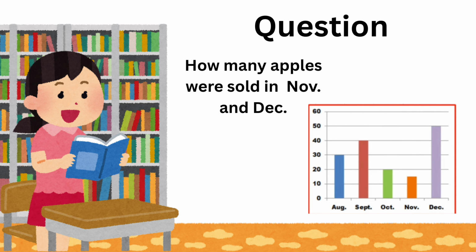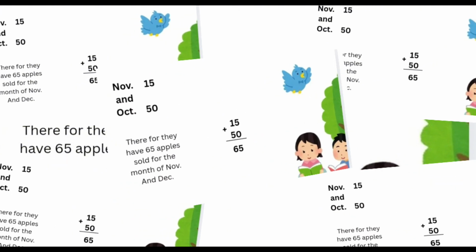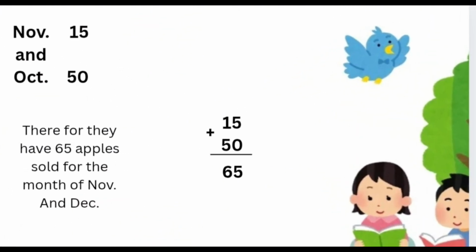Question number 1. How many apples were sold in November and December? So what should we do? We have to add the number of apples sold in November to December. So 15 added to 50 is equal to 65. Therefore, they have 65 apples sold for the months of November and December.